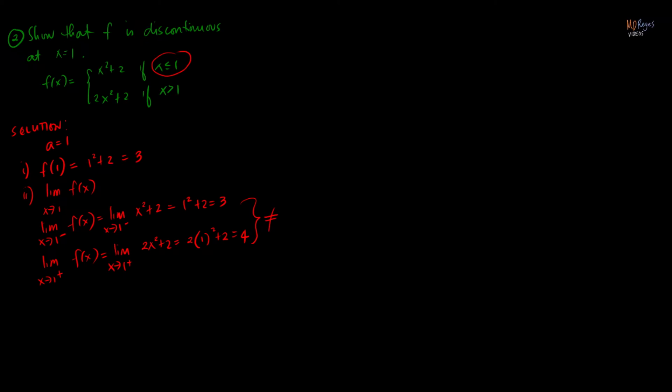These two are not equal, and so we say that the limit of f of x as x approaches 1 does not exist. So obviously, we will not be able to satisfy the third condition, but this is not important anymore, since in the second condition we want this limit to exist. If it does not exist, we don't need to check the third condition anymore. We can already conclude that f is discontinuous at x equals 1.